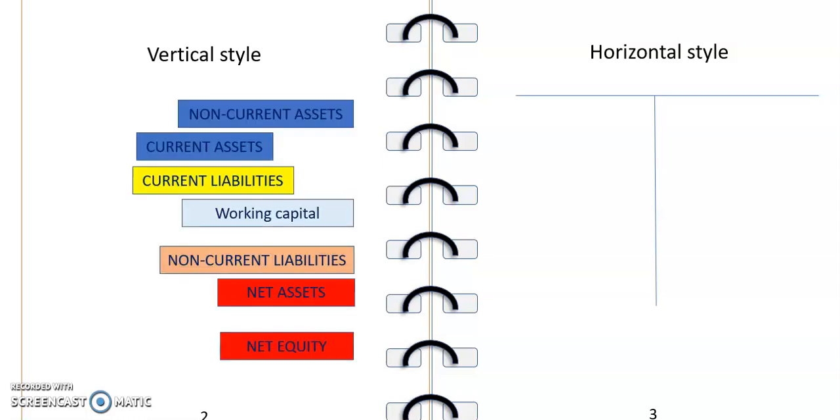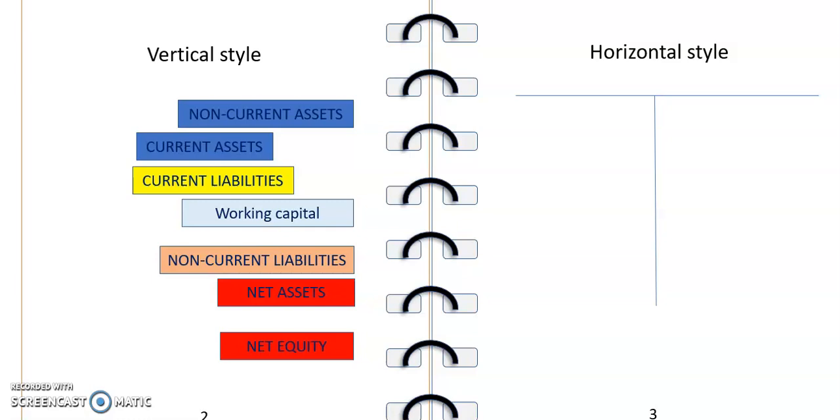For the vertical, for example, we could use the method known as the net asset approach, in which you start off with your non-current assets or fixed assets. Then you have your current assets minus your current liabilities, which will give you working capital. You add that onto your non-current assets. Then you subtract your non-current liabilities, and that will give you your net assets. All you have to do is ensure that your net assets equal your net equity.